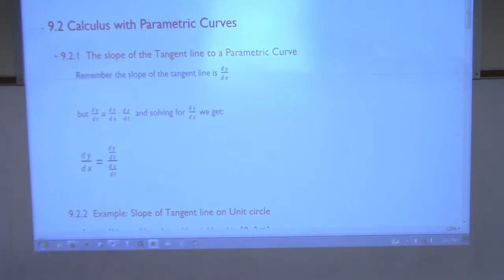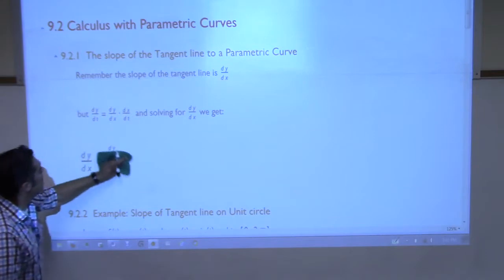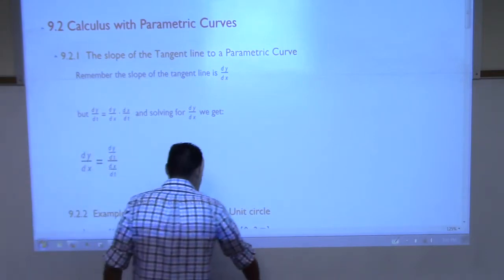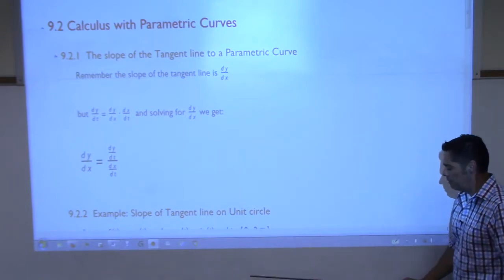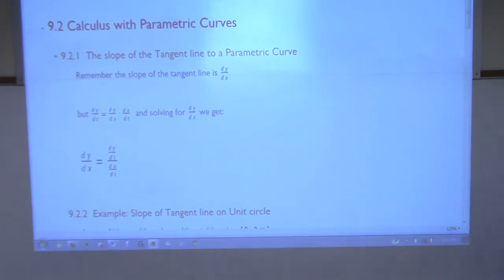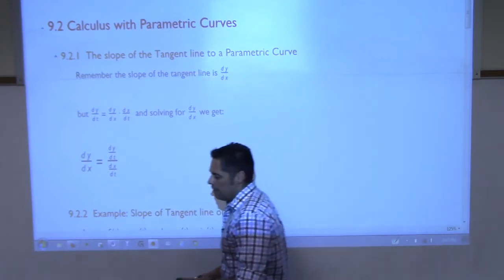All right, if we have these curves, section 9.2 is about what calculus we can do with these parametric curves. And the first most natural question is, can we find the slope of a tangent line? Right? Can we find the slope of a tangent line?